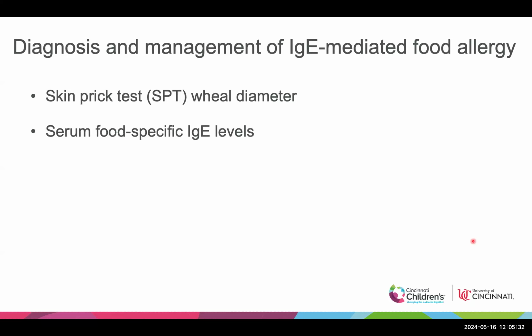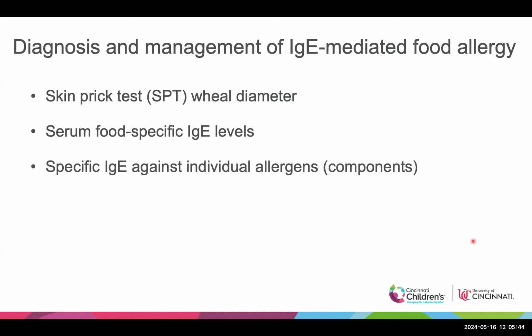Serum food-specific IgE levels. IgE in an IgE-mediated food allergy are the antibodies that mediate the reaction, and they can be measured specific to a food. So for example, specific to peanut. Similarly, there's IgE against individual allergens, which are called components. So somebody's not allergic to the whole peanut, they are allergic to certain proteins, peptides in the peanut, and they are called components if we measure the IgE against these components.